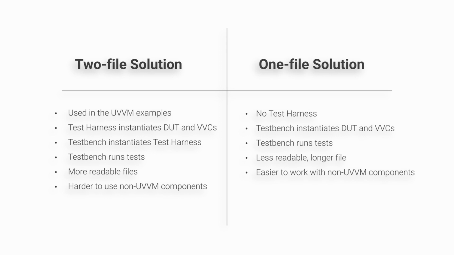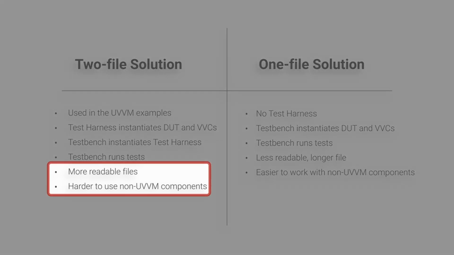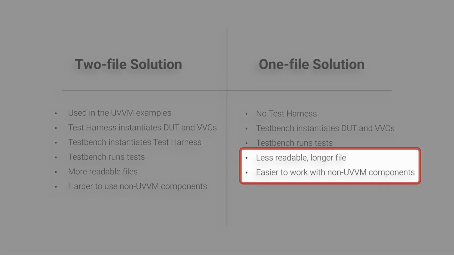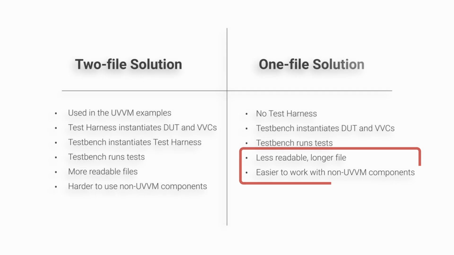Each solution has its strengths and weaknesses. Assuming that only UVVM verification components are used to interact with the design under test, the 2-file solution keeps the component instantiation and signal connections separate from the stimuli and checks, which makes the test bench file smaller and easier to maintain. On the other hand, the 1-file solution produces a longer file that is more difficult to read and maintain. However, this solution makes it easier to interact with the design under test using something other than UVVM verification components. The example in this post uses the 2-file solution.